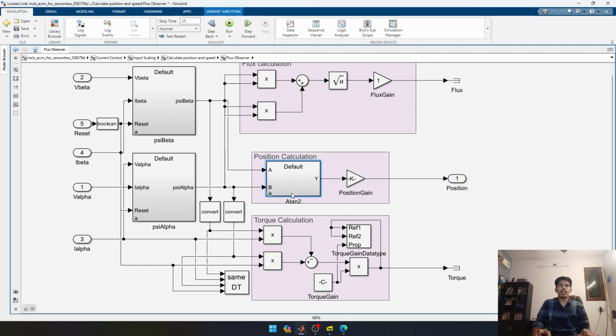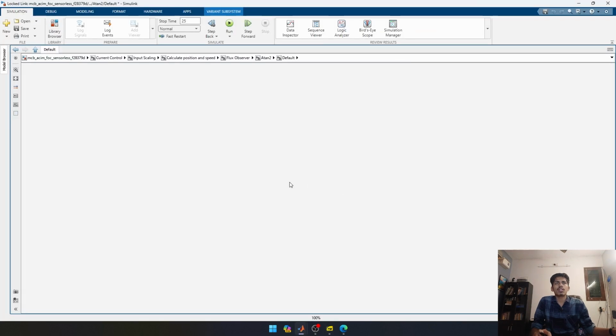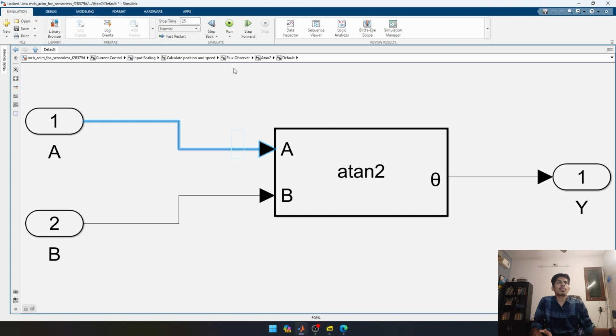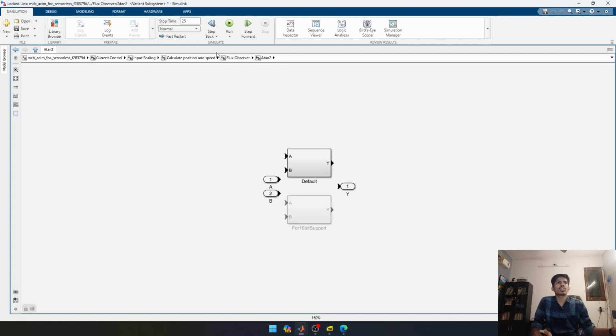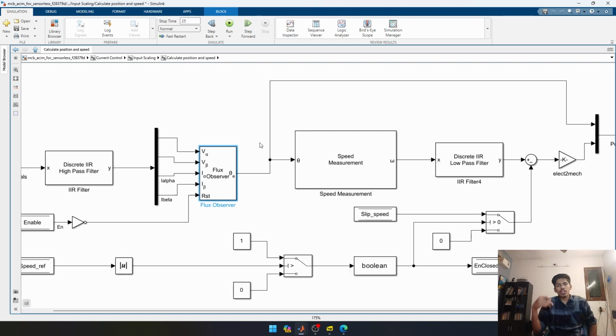Inside this, for the position, we saw in the formula there is an arc tangent. This tan inverse of psi beta by psi alpha is implemented here. So arc tangent of psi beta by psi alpha gives us the position. That is how the position of the rotor is computed. Now we know the position of the rotor, and since V alpha, V beta, I alpha, I beta are instantaneous values which keep on changing, we can also infer that theta, the rotor position, will also be changing.